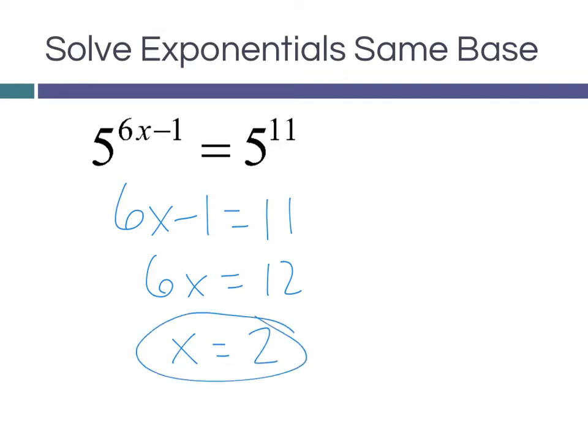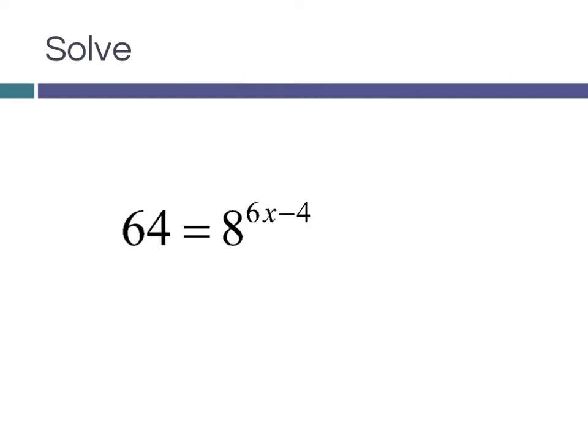Nice. And if I plug that back in to check my work, because I love to check my work, I've got 6 times 2, which is 12, minus 1 is 11, so 5 to the 11th equals 5 to the 11th. Sounds pretty equal to me. Nice. So this next one, we got a 64 equals 8 to the 6x minus 4.